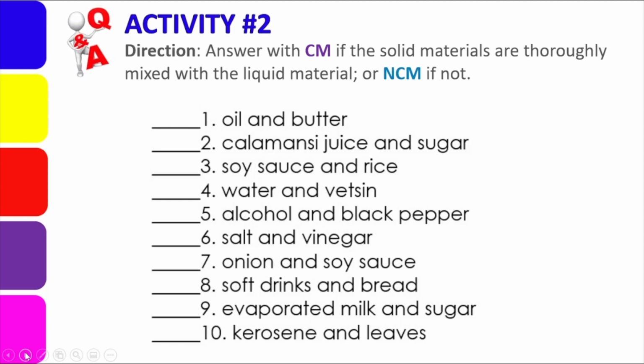So number 1, we got oil and butter. Number 2, calamansi juice and sugar. Number 3, soy sauce and rice. 4, water and vetsin. Number 5, alcohol and black pepper. So yung black pepper, yung paminta na alam na natin. Number 6 is salt and vinegar. 7, onion and soy sauce. 8, soft drinks and bread. 9, evaporated milk and sugar. And number 10, yung kerosene and yung leaves. Yung kerosene class ay gaas sa Tagalog.